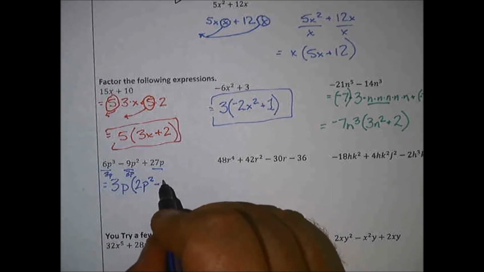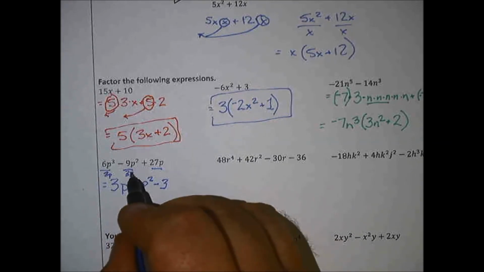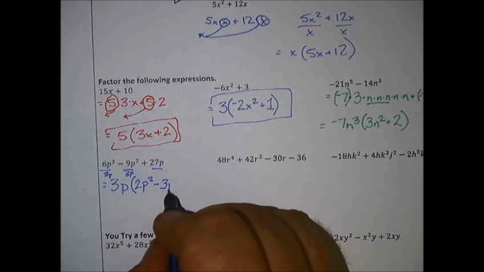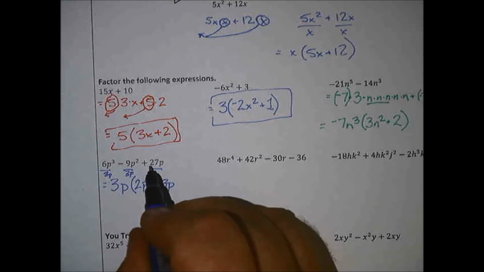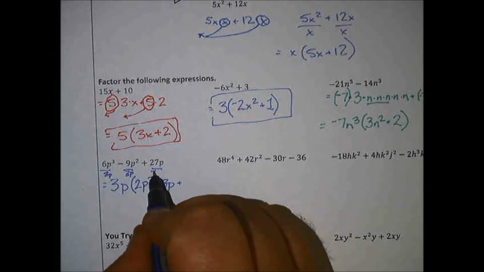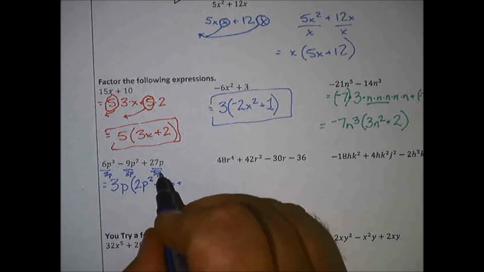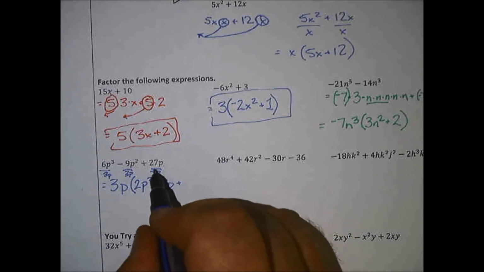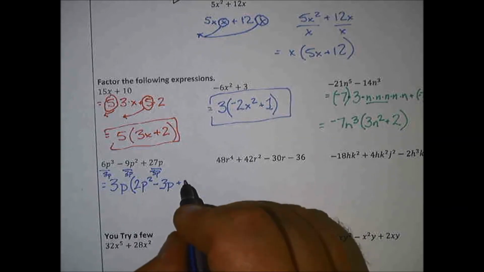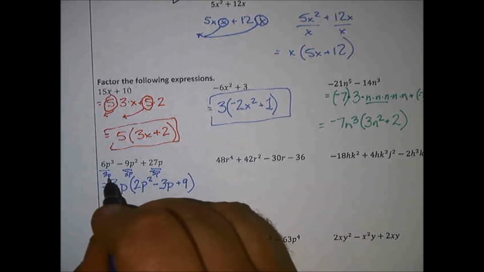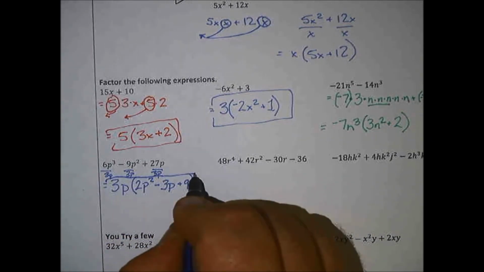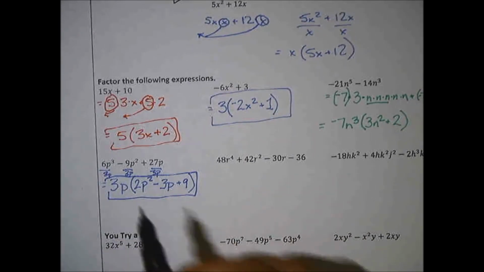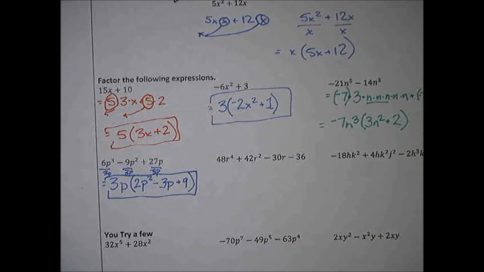9 divided by 3 is 3. And then p squared divided by p is going to leave 1p. And then 27 divided by 3p. The p's are going to cancel, so there won't be any p's in this one. But 27 divided by 3 is 9. So that'll be my answer. Okay. Starting to make sense. That's good.